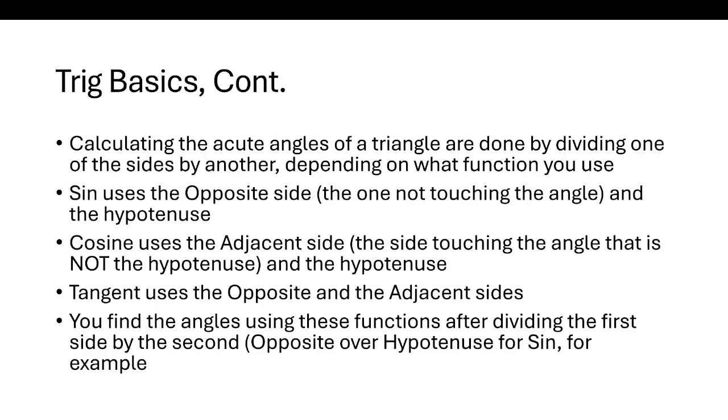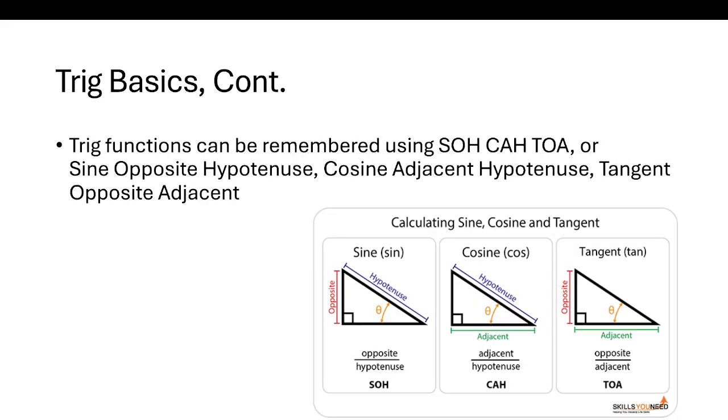The cosine uses the adjacent side, so with these angles, you're going to have two sides that touch it. The hypotenuse is obviously the largest side, and then your other two sides. So this is using both of the sides that touch the angle, but specifically the adjacent over the hypotenuse. And the tangent uses the opposite over the adjacent. So you can use the SOHCAHTOA to remember it. Sine opposite hypotenuse, cosine adjacent hypotenuse, tangent opposite adjacent.